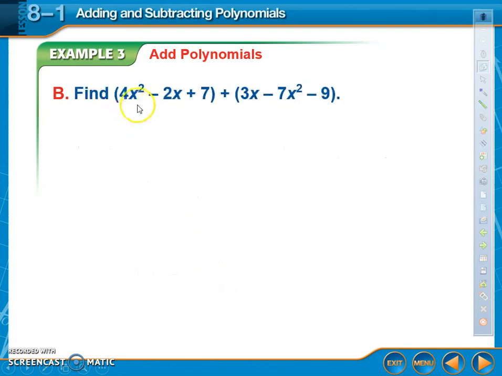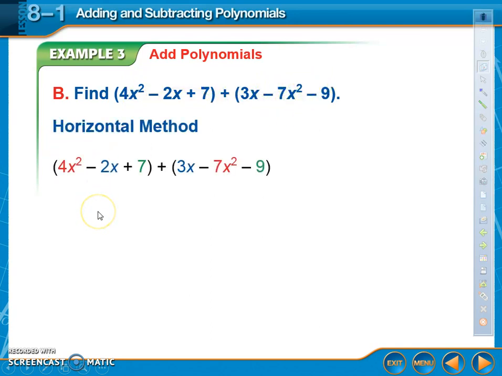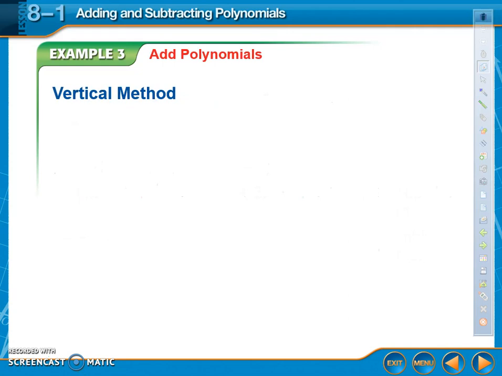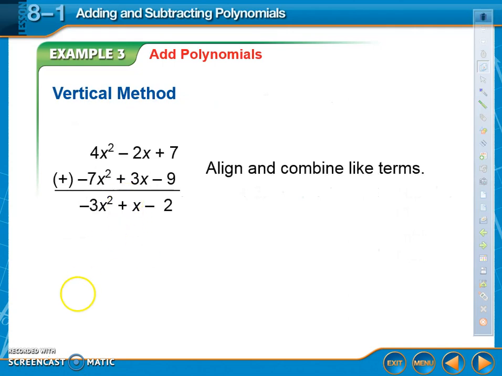Okay, nothing difficult about this. So I'm looking right here, 4x squared plus negative 7x squared. That should give me negative 3x squared. All right, looking at it there. Okay, and then vertical method, kind of the same thing, just lining them up and going vertically right there.